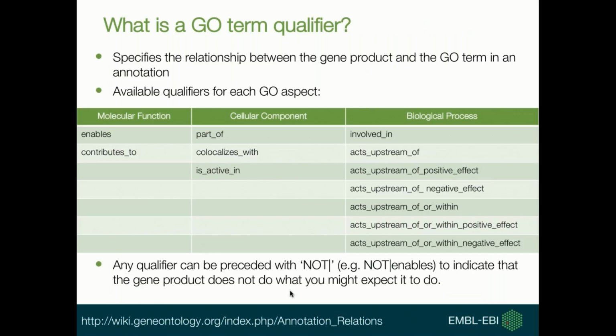Something else that you should be aware of, and we're going to talk about it a little later when we go through QuickGO itself, is what a GO term qualifier is. These are special terms that specify a relationship between the gene product and the GO term in the annotation. It helps us get more specificity in the annotation. The ones that we currently use in GO are listed over here. I'm not going to read them all because it will take a while, but if you're curious, there's more information at the link I've provided at the bottom of the slide.